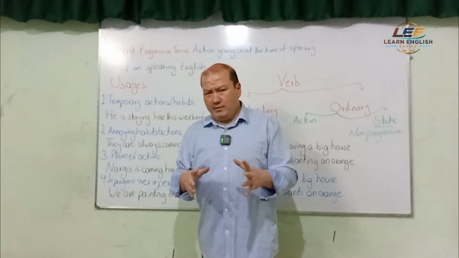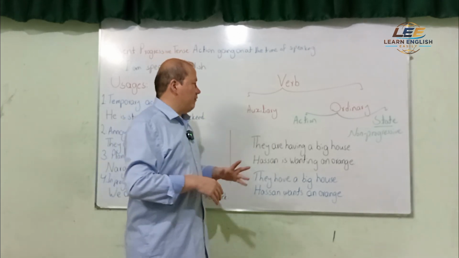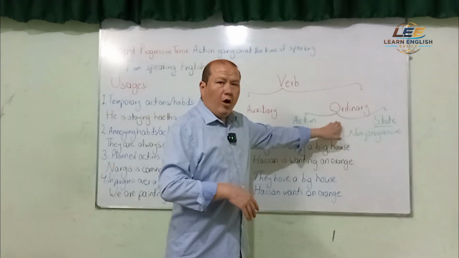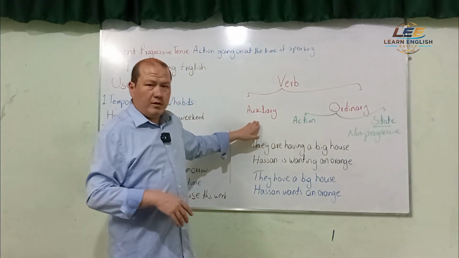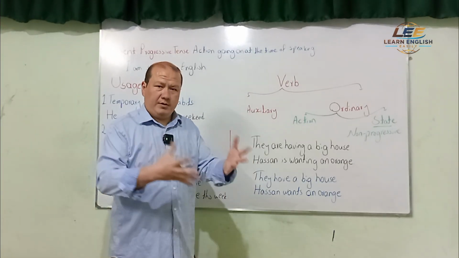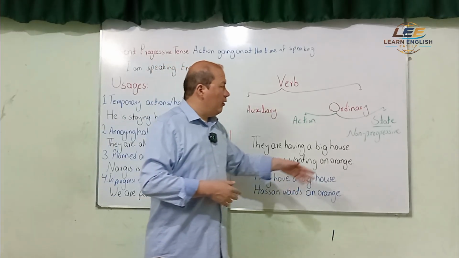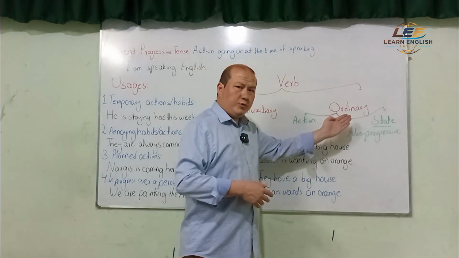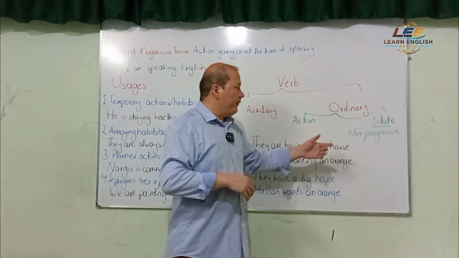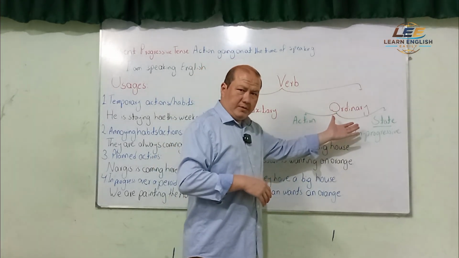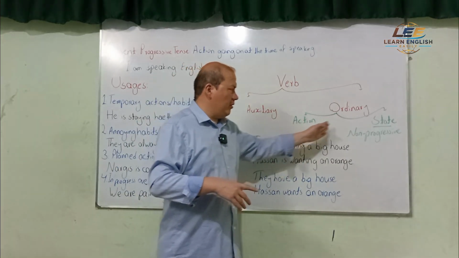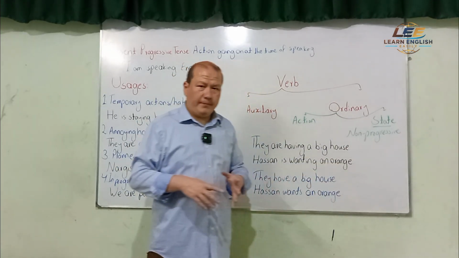Talking about verbs from one perspective, we can divide verbs into two categories: auxiliary verbs and ordinary verbs. Auxiliary verbs are also called helping verbs, the verbs that help others. For example, can, could, this kind of verbs. On the other hand, we have ordinary verbs, which are also called what? Main verbs. Now, ordinary verbs are divided into two categories themselves. One is action verbs, and the other one is state verbs.